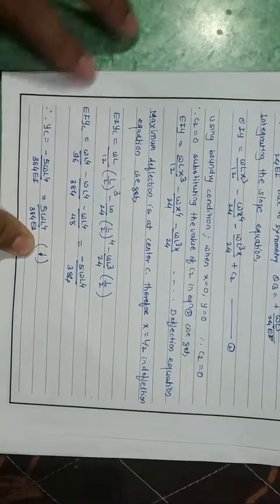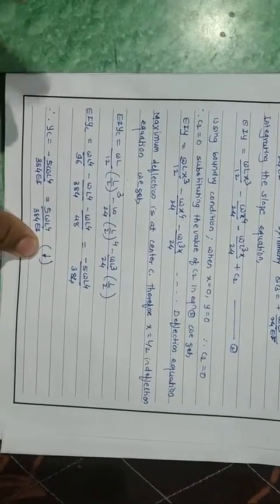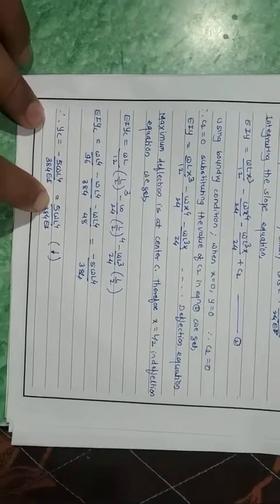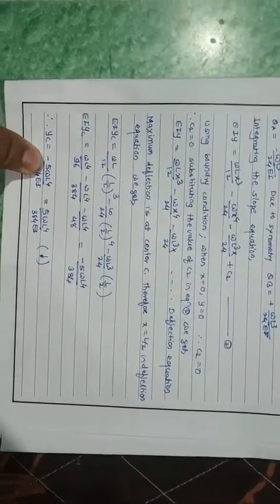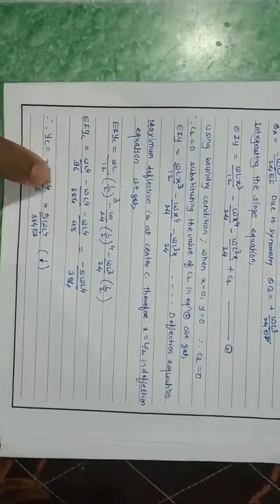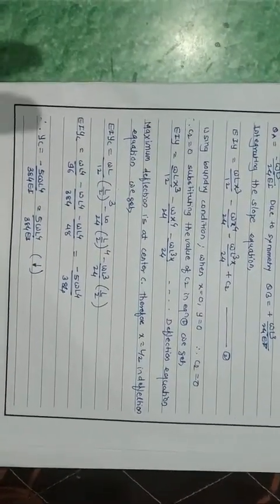Why is there a downward sign here? Because we replaced the minus sign. This minus sign represents that the deflection is in the downward direction. We have completed case 2 here.